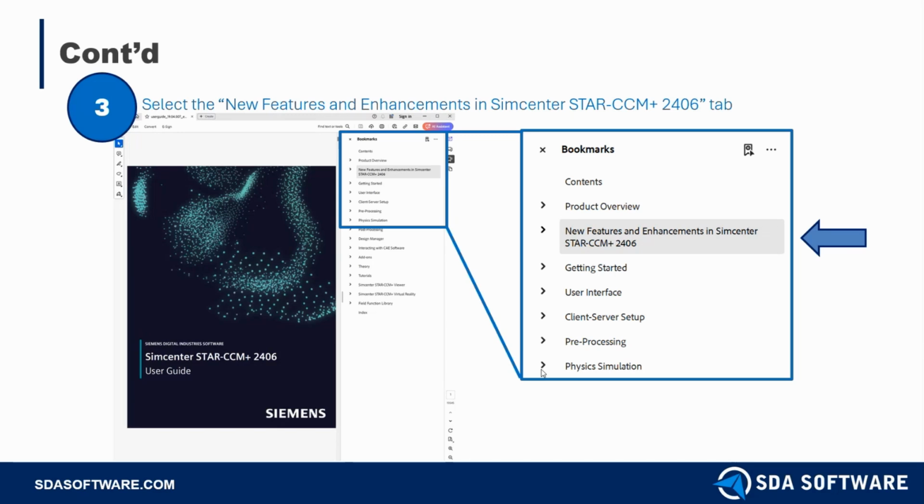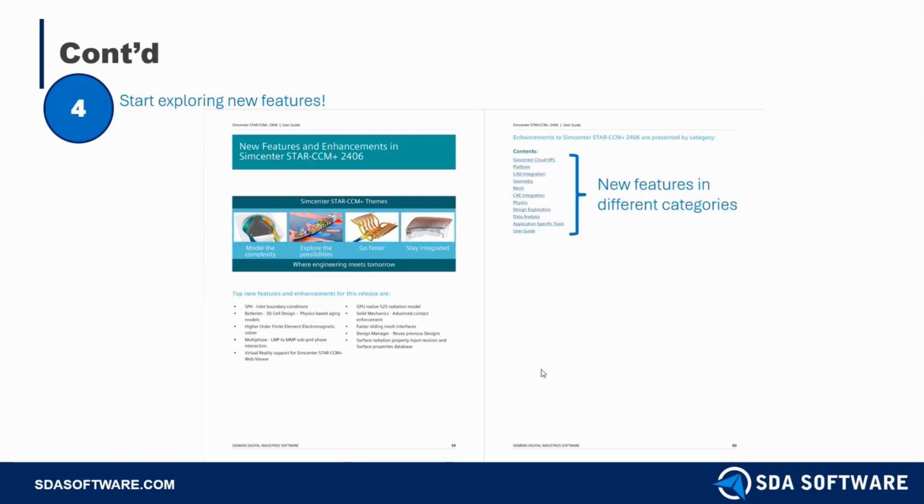And then similarly, we want to find the subtab named the new features and enhancements in Simcenter STAR-CCM+ 2406. If we click on the subtab, it will bring you to a similar page for the overview of the new features. Everything is identical description-wise. The only thing is the layout is a bit different between the PDF version and the HTML version.